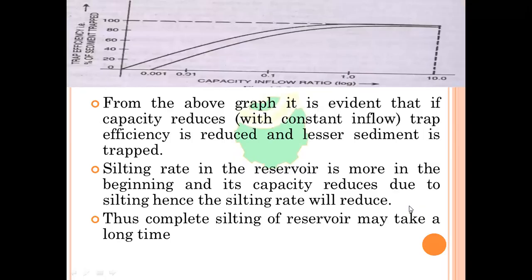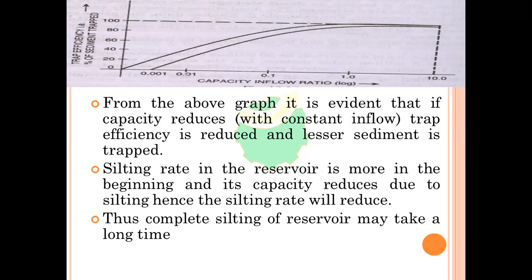So why does the shape occur like that? Because the silting rate in the reservoir is more in the beginning and its capacity reduces due to silting. Later, the silting rate decreases. That means at the initial days of the construction of the reservoir, the sedimentation silting of the reservoir is more. After that, it decreases gradually and reaches a constant rate.